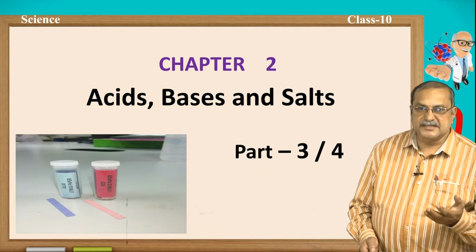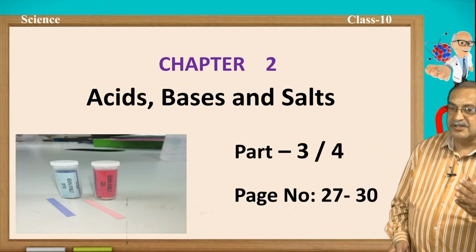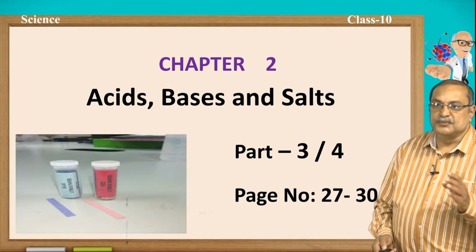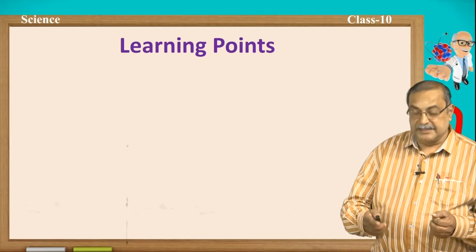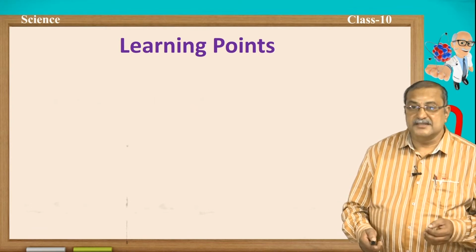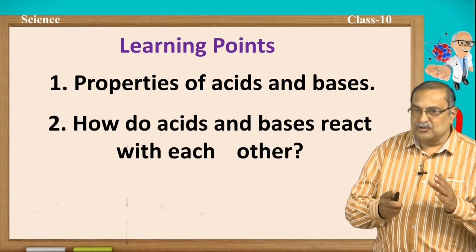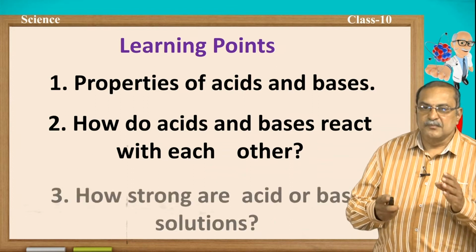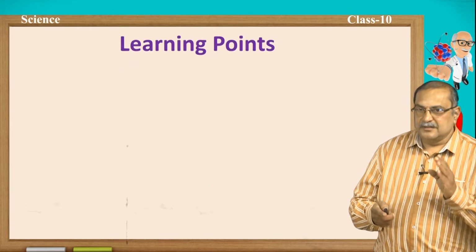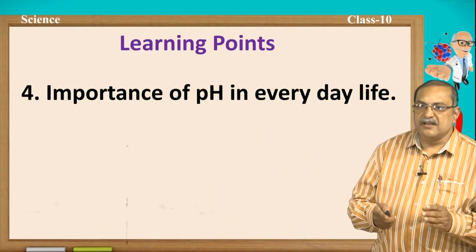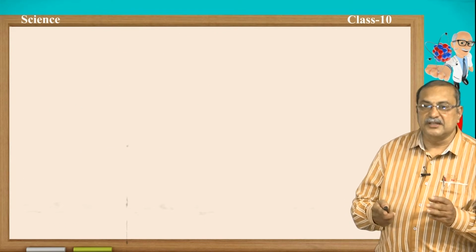Chapter 2 Acids, Bases and Salts, part 3 of 4, we are going to learn. It starts from page number 27 to 30, clear. So, we are just going to have a glance at the points we have learnt in the previous classes. The learning points are: properties of acids and bases, how acids and bases react with each other, how strong acid or base solutions are, the importance of pH in everyday life, and chemicals from common salts. So, these are the topics we are going to learn in this chapter.